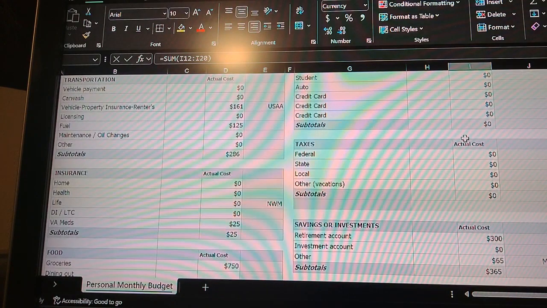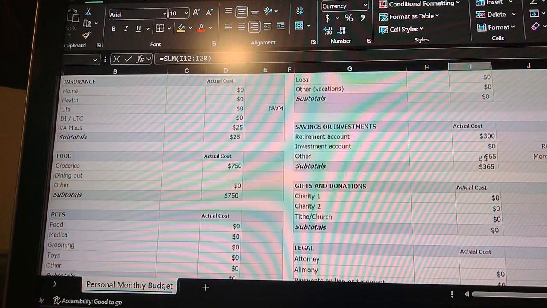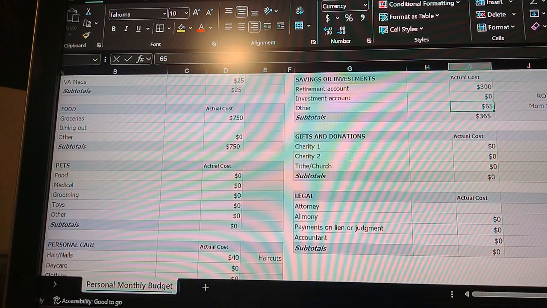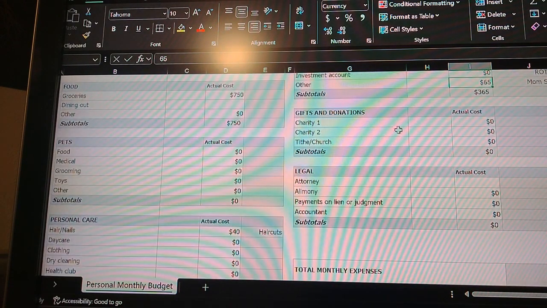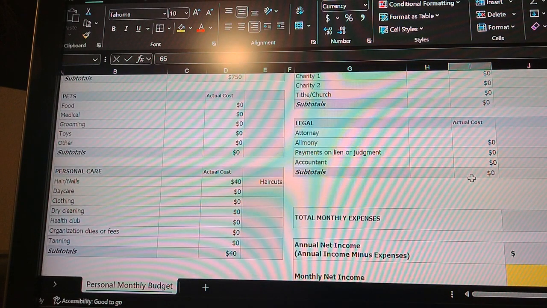Loans, I have no loans right now. Taxes, nothing for that. It's automatically pulled out. I don't have to set anything off to the side because I'm not a self-contractor like I was when I was a rideshare driver. Savings or investments, retirement, savings index funds, I put $300 away, and $65 a month of my mom's SSI goes off to the side to save up for her, and I track that. Gifts and donations, legal fees for attorneys, payments or liens, paying an accountant, totals for all that.